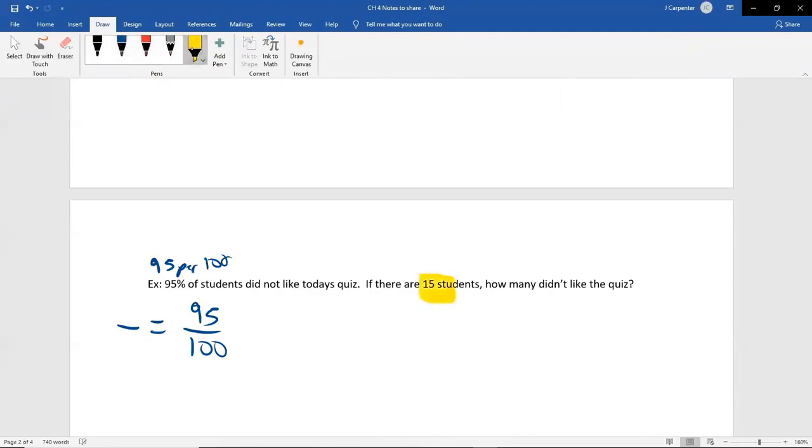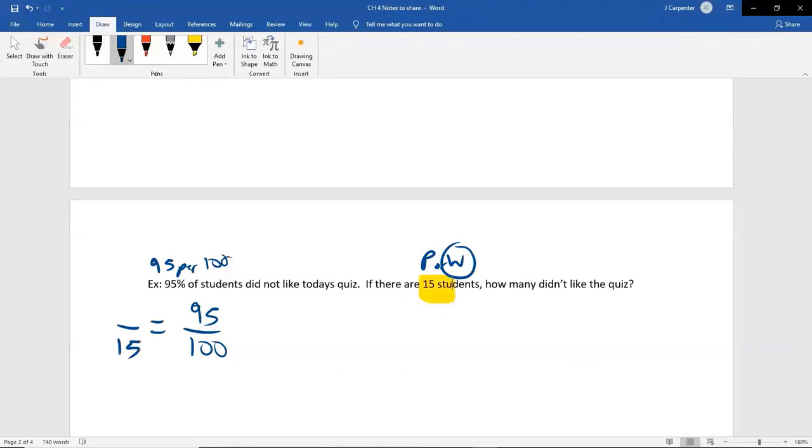So what we've got to figure out now is, is this the P or the W, the part or the whole? So we have 15 students and we're saying how many didn't like the quiz? Could 16 or 17 or 20 students not like the quiz? Well, no, that's not possible because I'm telling you there's 15 students. It's possible 15 students don't like the quiz, but it couldn't be 16 because there's only 15 total, so it has to be the whole. So the 15 has to go in the bottom.